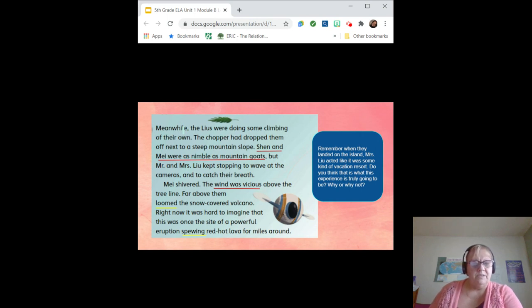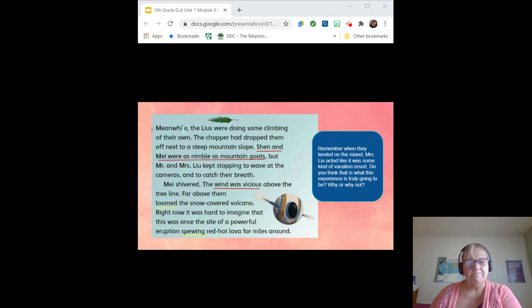Meanwhile, the Lus were doing some climbing of their own. The chopper had dropped them off next to a steep mountain slope. Shen and May were as nimble as mountain goats, but Mr. and Mrs. Lu kept stopping to wave at the cameras and to catch their breath. May shivered. The wind was vicious above the tree line. Far above them loomed the snow-covered volcano. Right now it was hard to imagine that this was once the site of a powerful eruption, spewing red-hot lava for miles around. Did you notice the figurative language on this page?